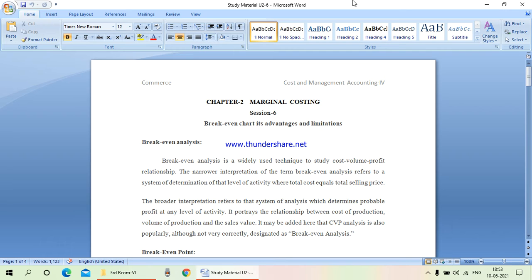Now our Cost and Management Accounting 4, chapter number 2, marginal costing. We were discussing session number 5 in the last class. In this class, let us see session number 6. Under session number 6, we will discuss the break-even chart, its advantages and limitations.